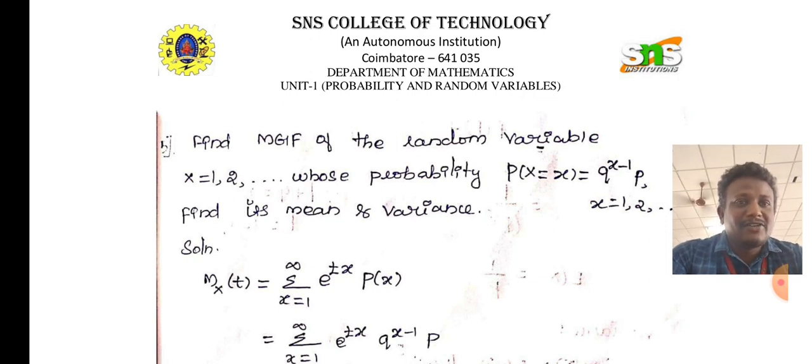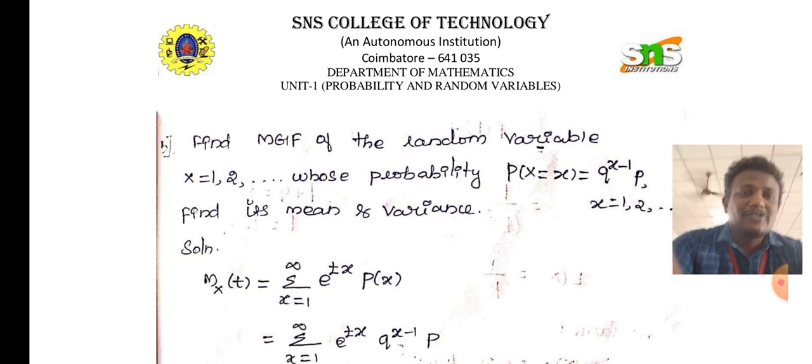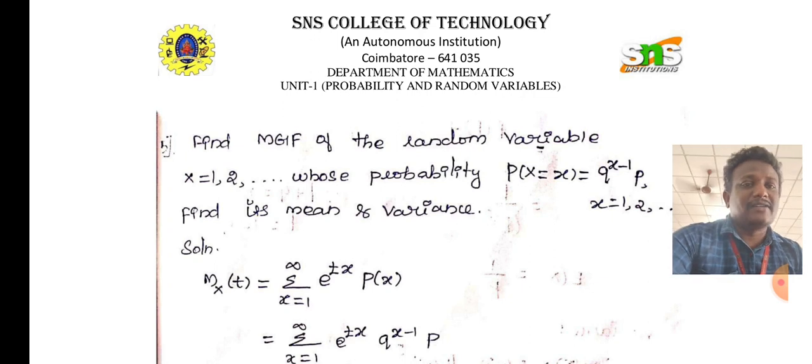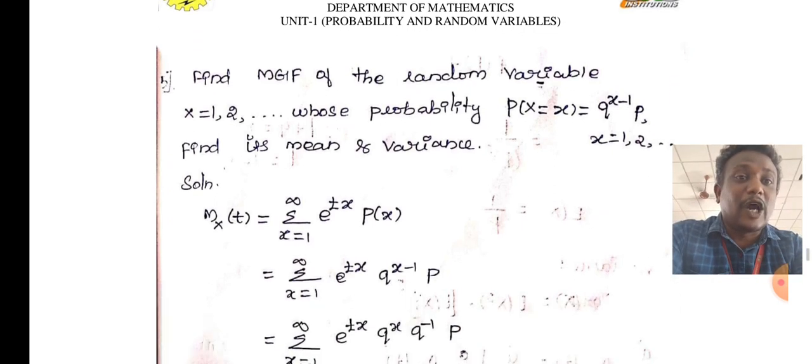Okay. So find the MGF of the random variable x equal to 1, 2, etc., whose probability P of X equal to x is q power x minus 1 p, where x equal to 1, 2, etc. Find its mean and variance. So this is exactly like the previous problem. The same concept, all those things we are going to use in this problem also.